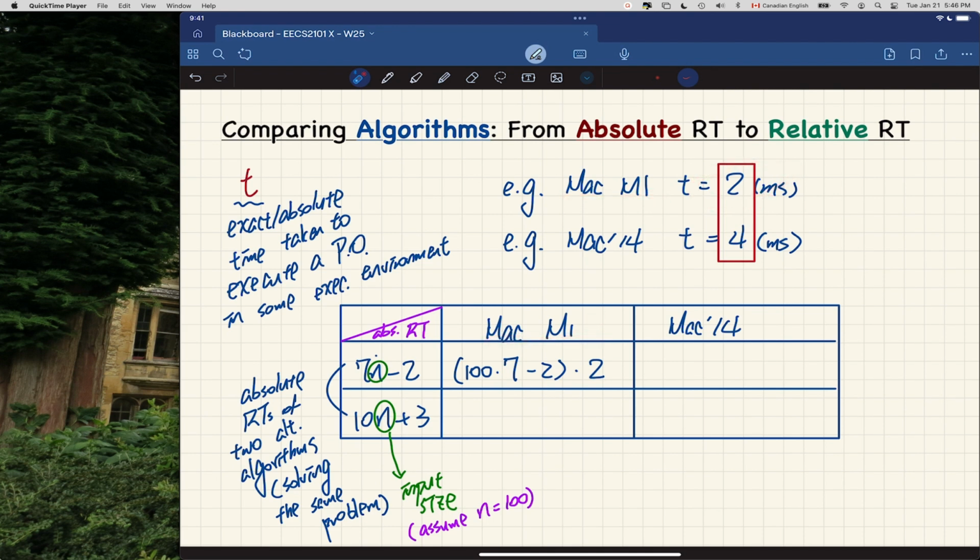And similarly, to execute the same algorithm on a different platform, this part over here will just be the same. Agree? That's the mathematical part that we derived last time. But executing each primitive operation will take a different amount of time because it's a different platform. So this one here is also going to be 100 times 7 minus 2, but now this will be times 4.